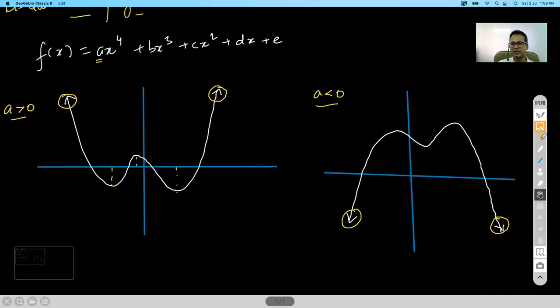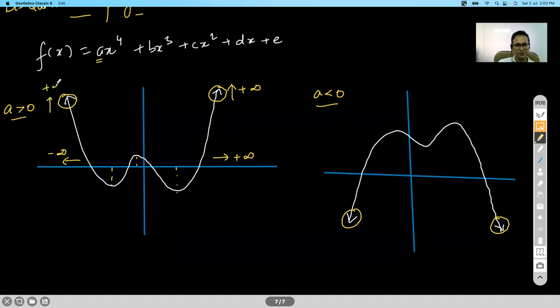When A is positive, as you increase the value of x to plus infinity, the graph will go to plus infinity. If you decrease x to minus infinity, it will still go to plus infinity. When A is negative, the other way around trend will be seen. If you increase x to plus infinity, the graph is going down to minus infinity, and if you decrease x to minus infinity, the graph is also going down to minus infinity. And the reason is the same.